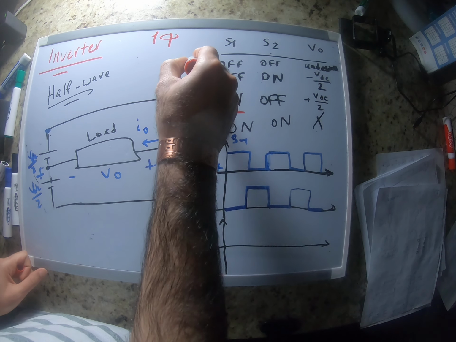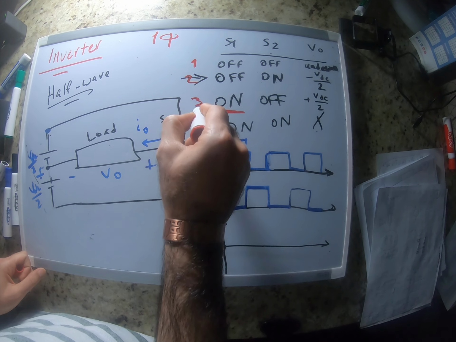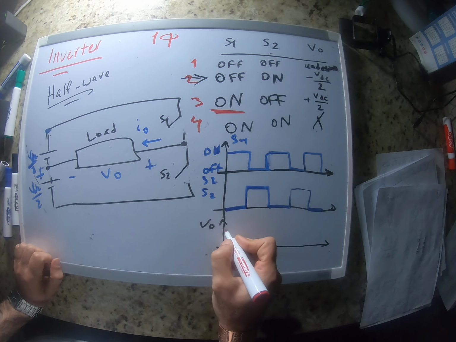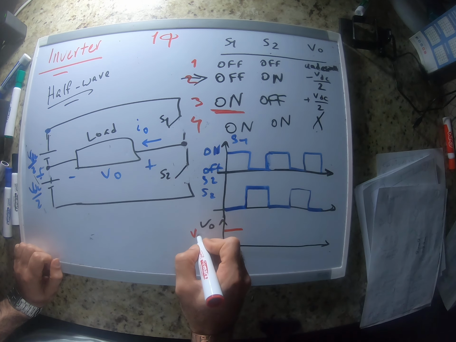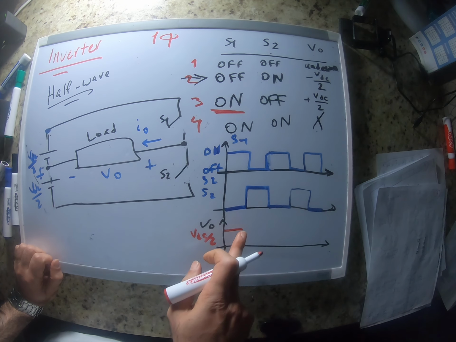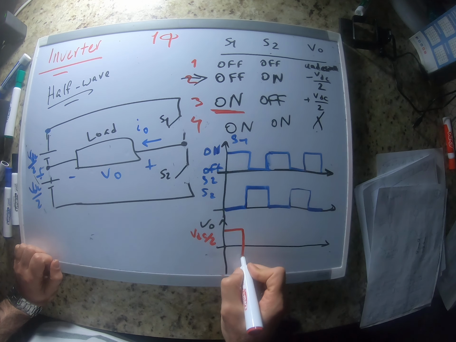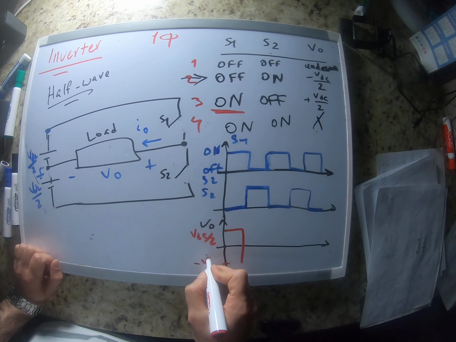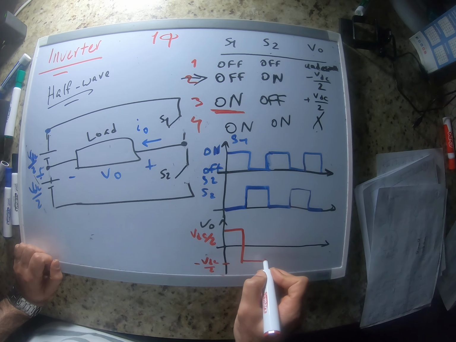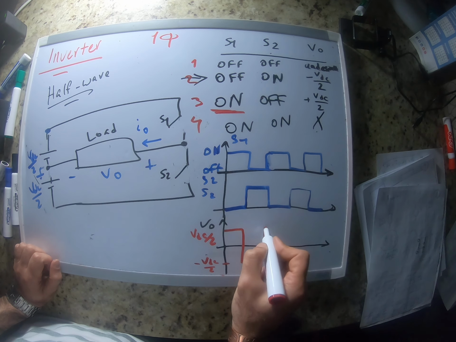We're going to be in this state 1, 2, 3, 4. We're going to be on state 3. So our output voltage is going to be VDC over 2. When S2 is on, our output voltage is going to be negative VDC over 2, right? And then this is going to continue.